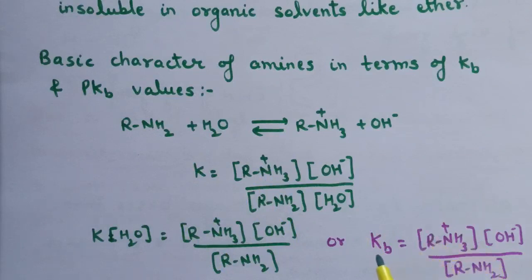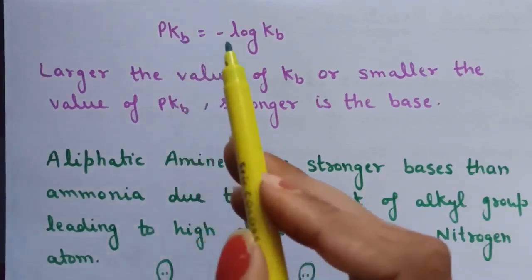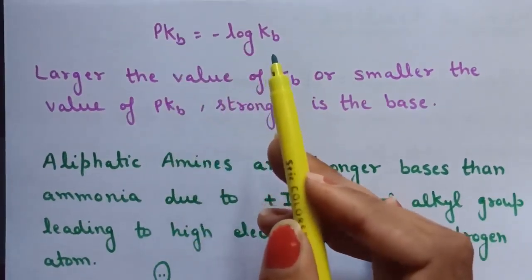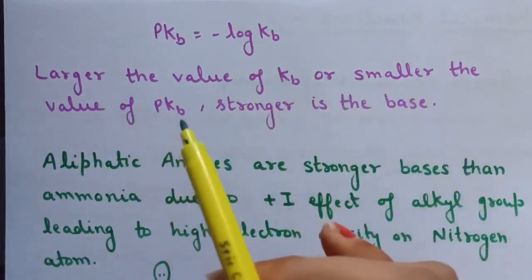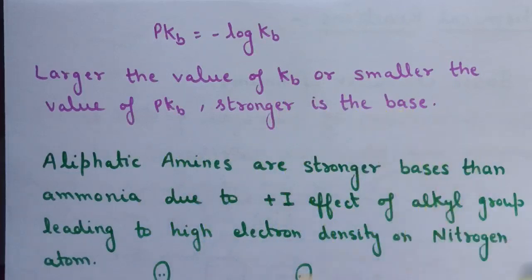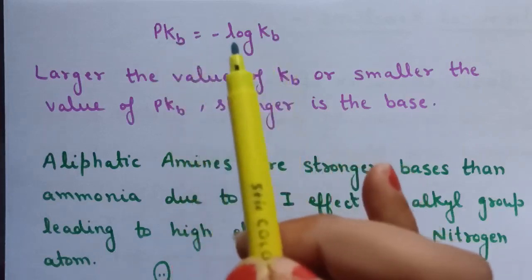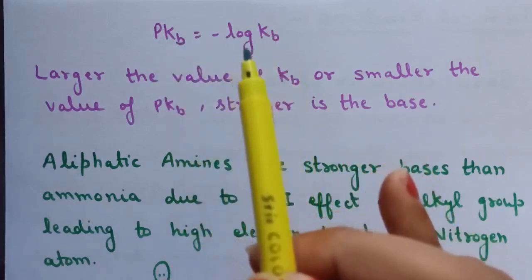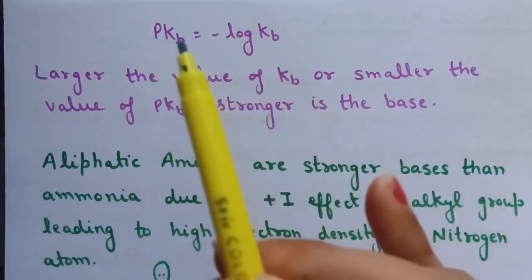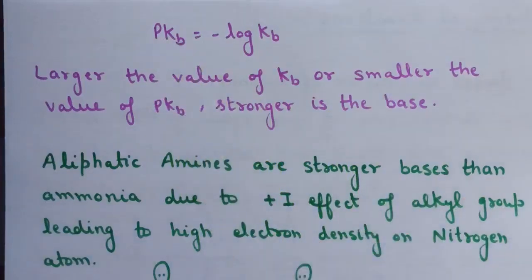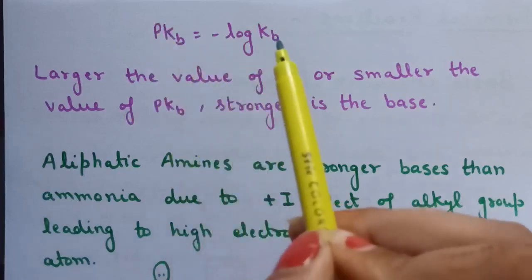Now relationship between Kb and pKb is pKb equals to minus log of Kb, and from here larger the value of Kb or smaller the value of pKb, stronger is the base. So this is the relationship between pKb and Kb. So for a base to be stronger, larger the value of Kb or smaller the value of pKb. So from here we can say that smaller the value of pKb, stronger will be the base.